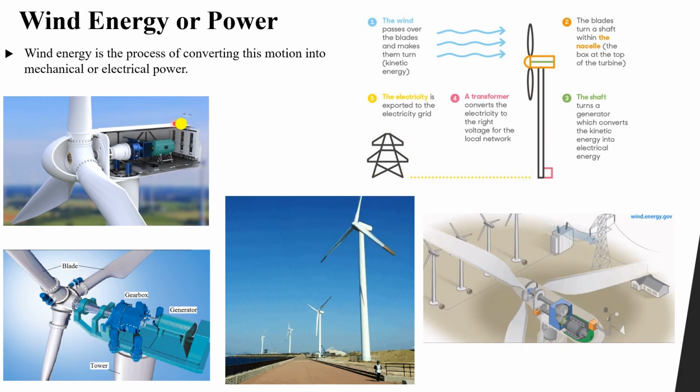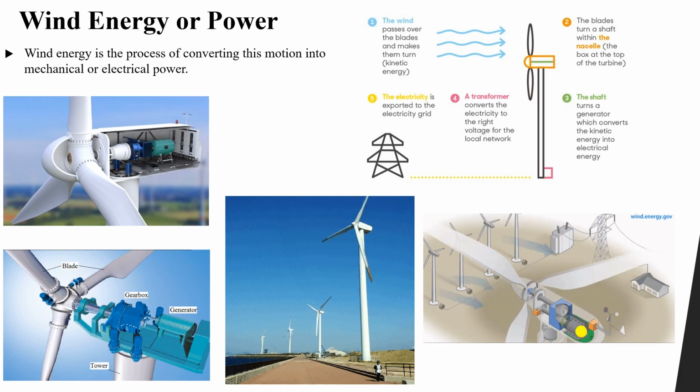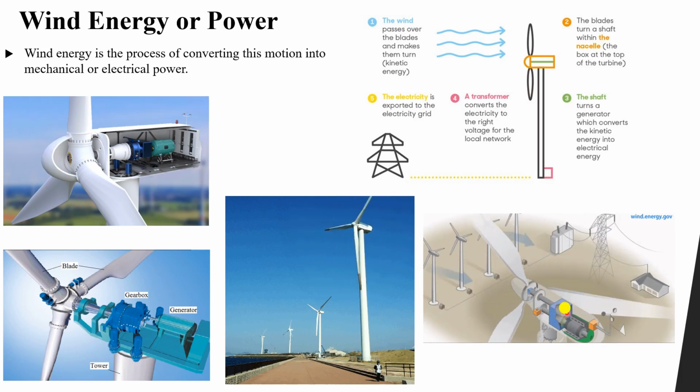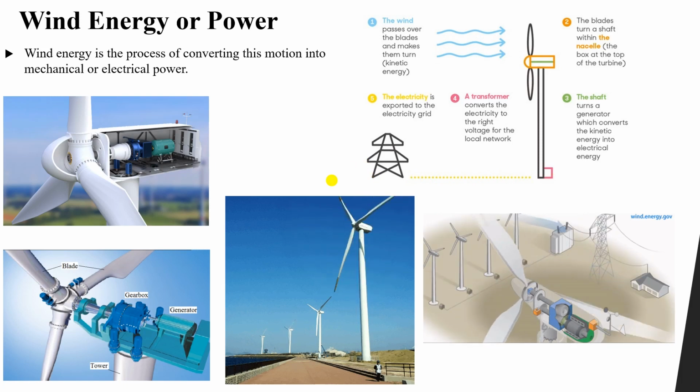So the kinetic energy of the wind causes the rotation of these blades, which are connected to a shaft, then a gearbox, then an electrical generator, then a transformer and the grid. So this is the process of converting wind energy into electrical energy.